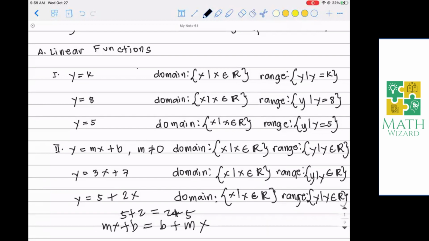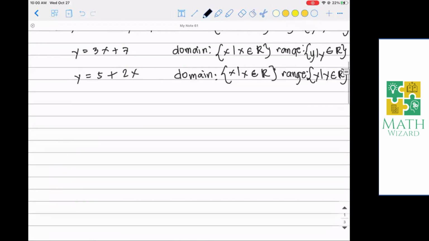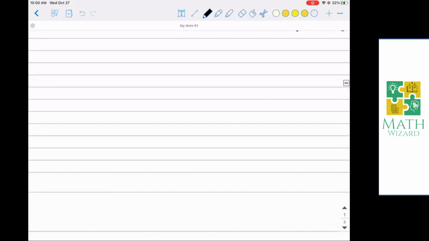Kaya yung y is equal to 5 plus 2x, in the format pa din yan ng y is equal to mx plus b. Okay, moving forward, let's move forward to letter B. Ang ating letter B is the quadratic functions. How do we find naman the domain and range of a quadratic function?